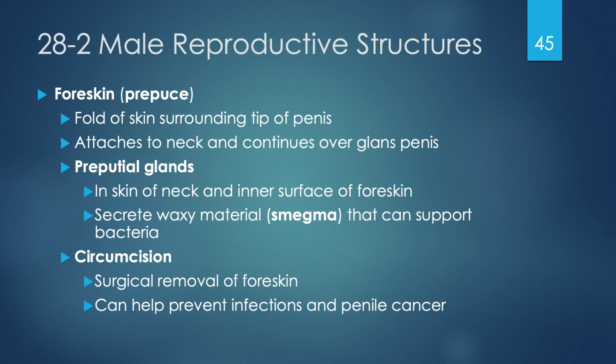So this is mobile skin that can move around, and there are glands inside of it called prepucial glands, and these are in the skin of the neck and the inner surface of foreskin. The prepucial glands secrete a substance called smegma, which is a waxy material, and while it provides some lubrication, it also unfortunately provides an environment in which bacteria can thrive. So as a result, it's very possible and likely that people will get infections in this area over time. Not everyone will, but it is quite common.